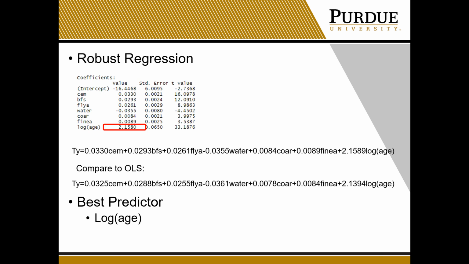Since we have outlying problems, I decided to do a robust regression. The result is showing like this. And the model can be written like this. Then when we compare this robust regression with OLS, we see that robust regression is better. And based on the results, we can see that log age has the biggest coefficient, so it has the biggest impact on the concrete comprehensive strength. We can say that log age is the best predictor.